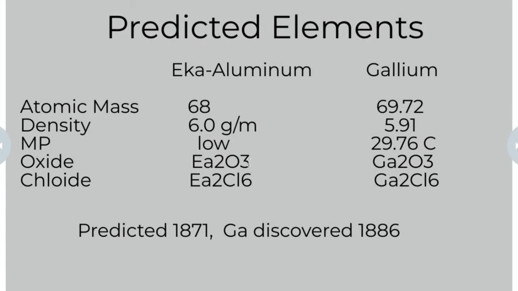Eka-aluminum would be 2 versus 3 oxygens. Here's the formula for gallium. And I cannot put subscripts here. It should be Ga subscript 2, O subscript 3. And he predicted the element of the chloride. Okay, so that was very remarkable, the ability to predict elements. And that's why Mendeleev's periodic table was accepted.